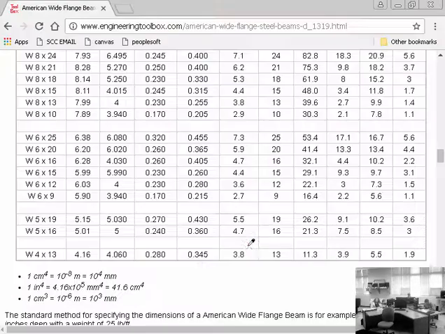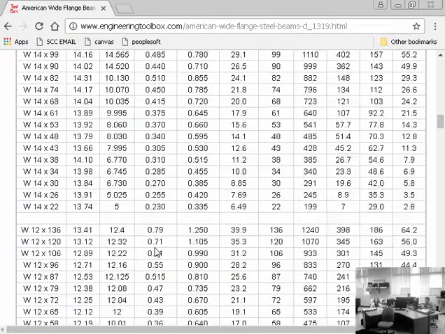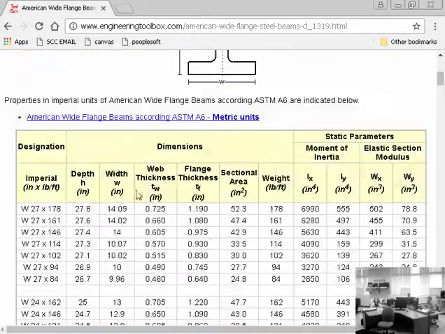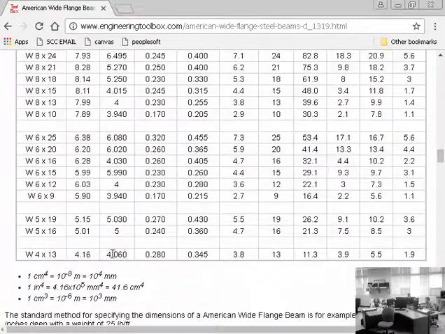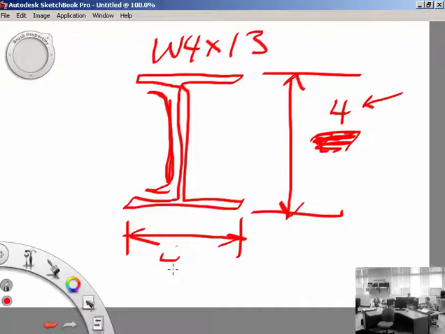How wide is it? Well, we can look at this little toolbox, and it tells us here that the width is right there in that second column, and this W4x13 is actually 4 units wide. So it's just a hair taller than 4 and almost right at 4 inches wide. So it's almost a 4x4 equivalent design.